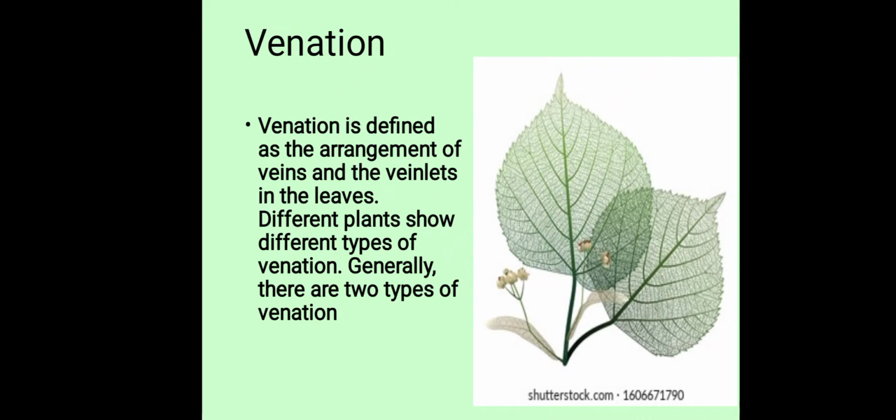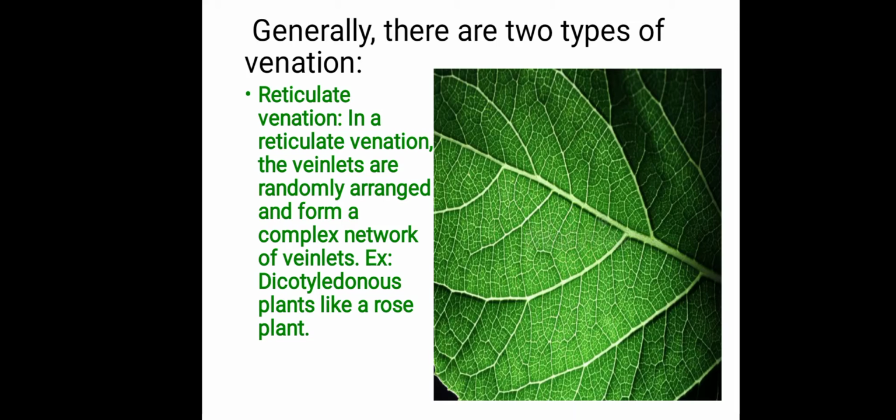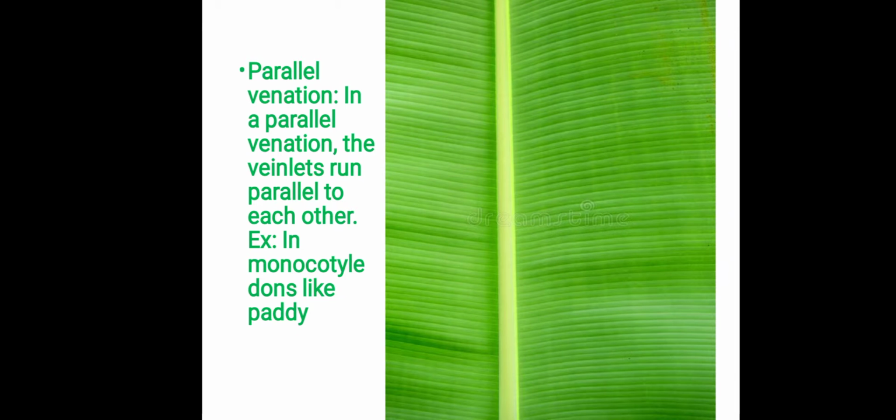We have learned about venation, that it is the arrangement of veins and veinlets in the leaves. And we have come to know about the two types of venation. In reticulate venation, the veinlets are randomly arranged in a haphazard manner, and in case of parallel venation, the veinlets run parallel to each other.